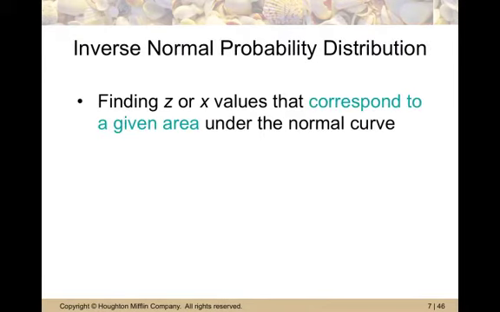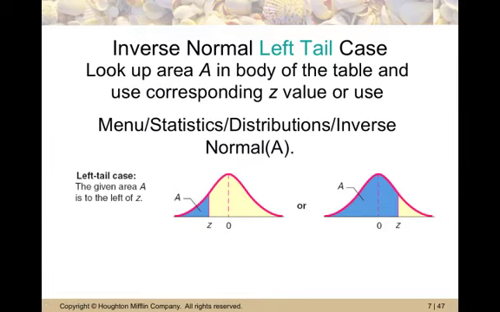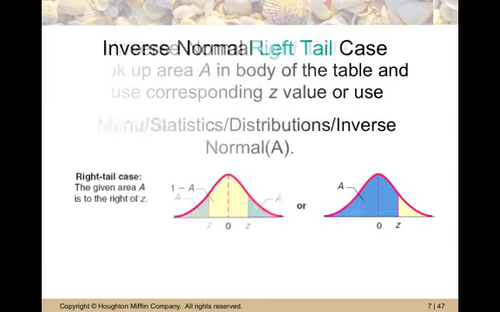So this means we're going to be finding z or x values that correspond to a given area under the normal curve. The left tail case is going to be the easiest case for us, whether you want to use the table or your calculator. Left tail is going to be the most direct case for us. We're going to look up area A in the body of the table and use the corresponding z-value, or use menu, statistics, distributions, inverse normal, and then put in the area.